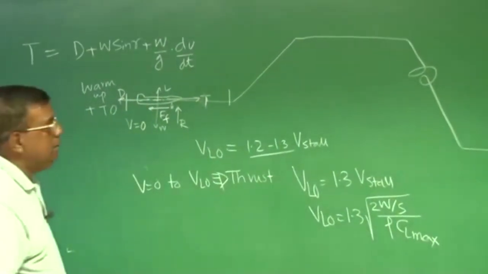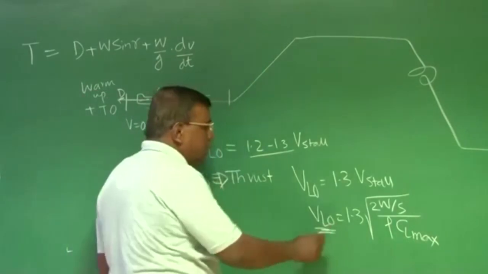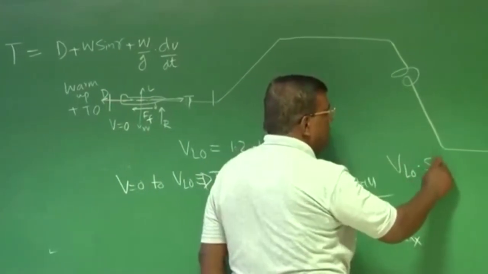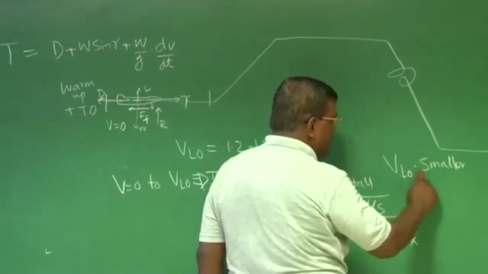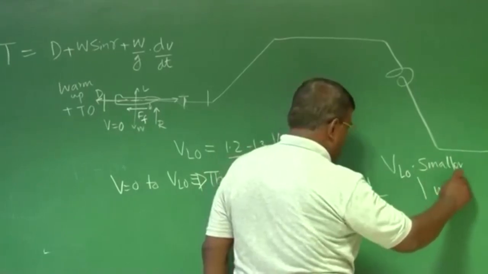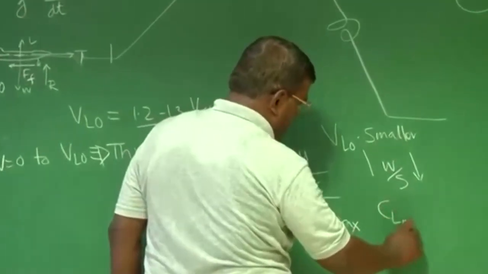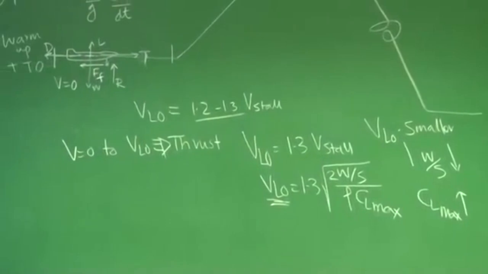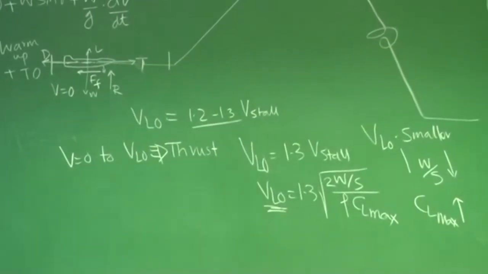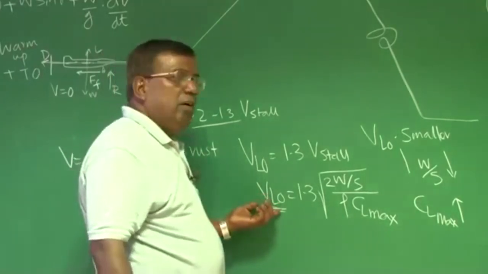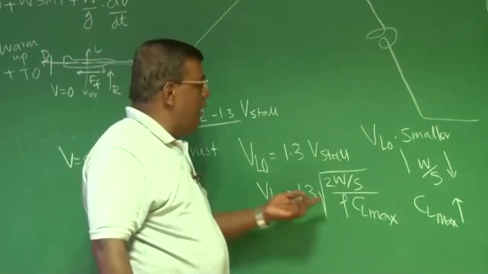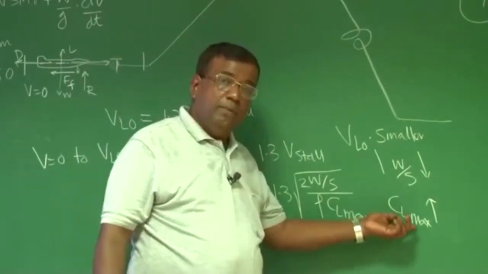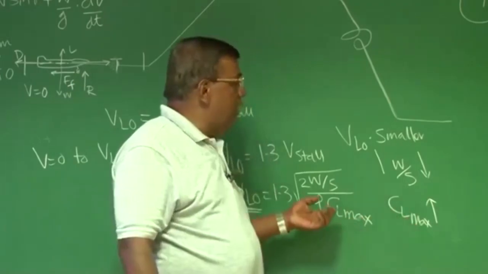Now if I want V liftoff to be smaller, then the options are: W by S should go down, CL max should go up for a given air density. So how much V liftoff will be is primarily decided by what type of aerofoil you have chosen, which has a CL max, whether there are flaps or not, we will come to those things. And what sort of wing loading?